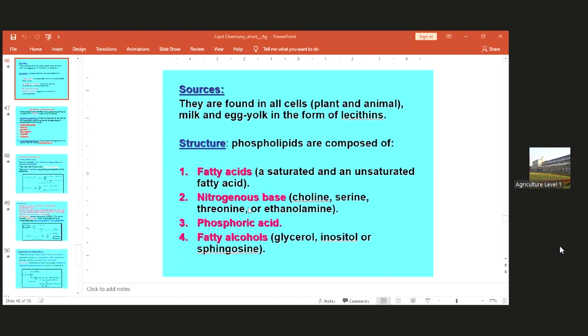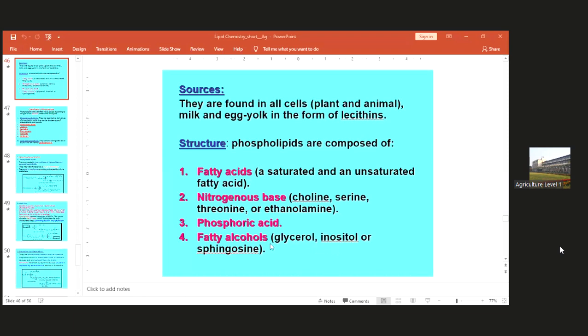So the usable members of the phospholipids are fatty acids, nitrogenous base, phosphoric acid, and fatty alcohols. We know fatty acids may be saturated or unsaturated. Nitrogenous bases are choline, serine, threonine, ethanolamine, etc., where the nitrogen is present. Phosphoric acid is one kind. And what about fatty alcohol? Alcohol is of two types. It may be glycerol, or it may be sphingosine or inositol.